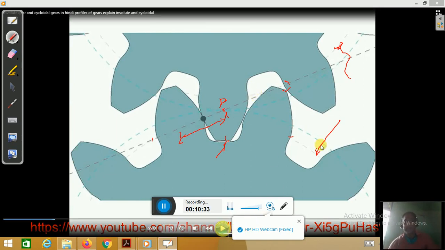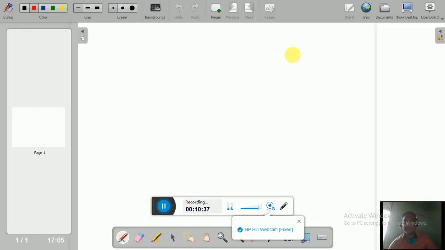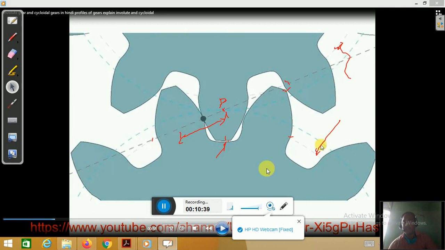So for this practical video, this is all from my side. In the next video lecture, we are going to see how to draw and design this involute tooth profile using a method called the rack and pinion method.